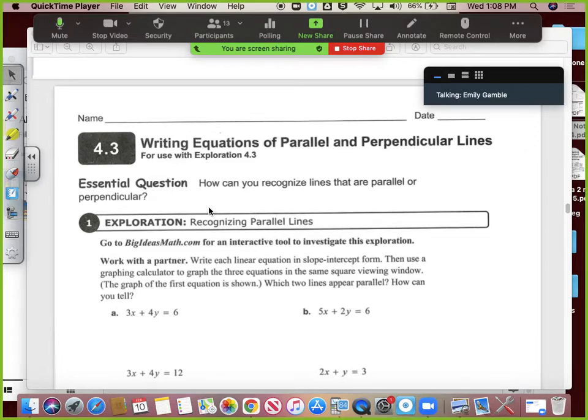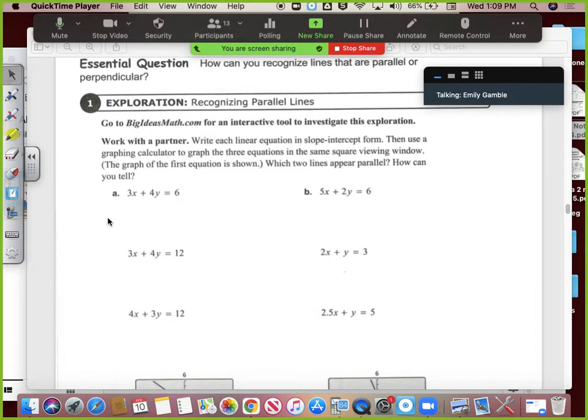So in this exploration, in a traditional awesome world, we would work with partners, but we'll probably be doing more independent work today. For those of you in class, you can work with each other from the 6-foot distance, but what I'm going to have you do is write all 6 of these equations. So in letter A, you have 3 equations, and in letter B, you have 3 equations. I want you to write all 6 of these equations in slope-intercept form. Then together, we're going to use a graphing calculator. I'm going to show you how to use one to put them into the graphing calculator to see what they look like in graph form.